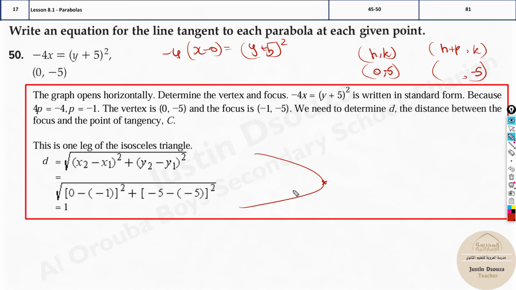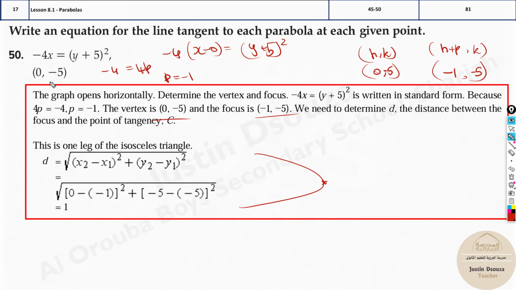That remains the same. What is the p value? p value is minus 4 is equal to 4p. So take it to the other side. p will be equal to negative 1. So this is negative 1. It will be h minus 1. It will be minus 1. This is the focus. This is the vertex. Let's just check. Yes, you can see vertex, focus.